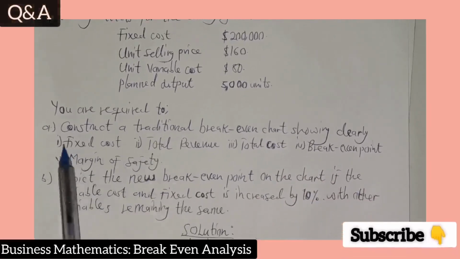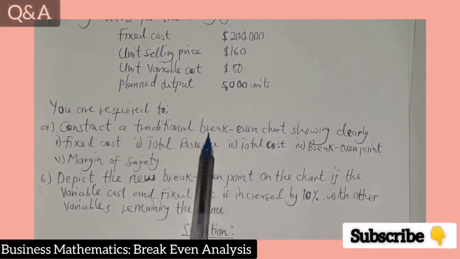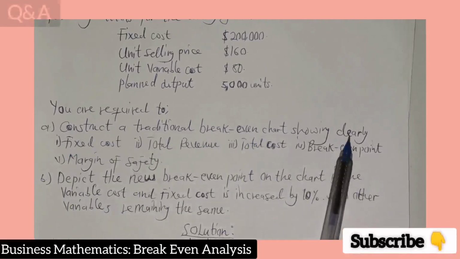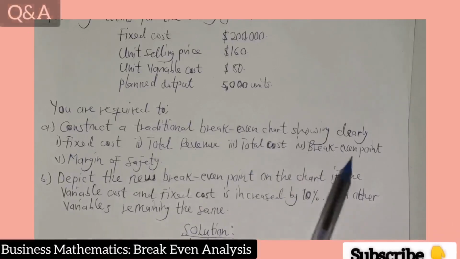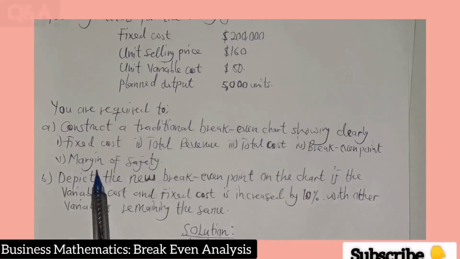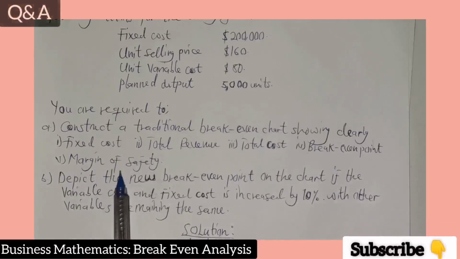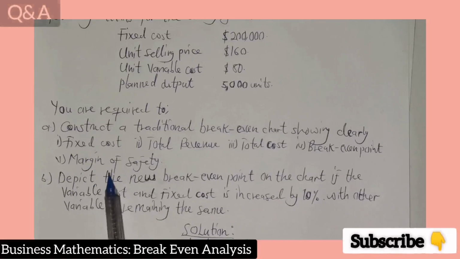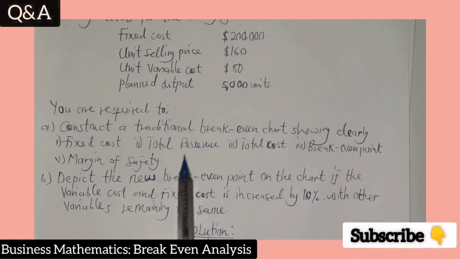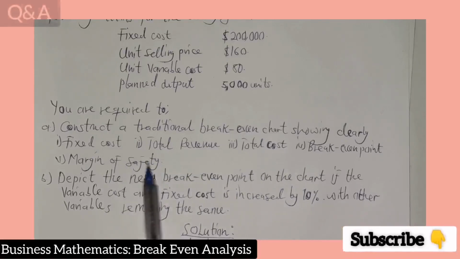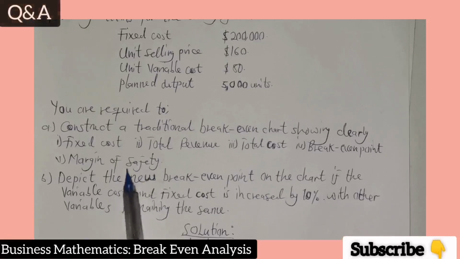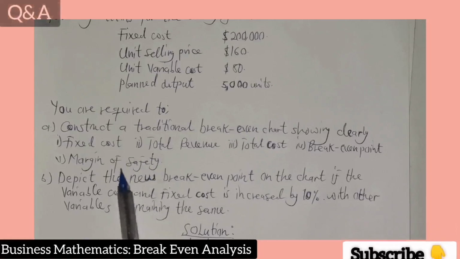You are required to: A. Construct a traditional break-even chart showing clearly your fixed cost, total revenue, total cost, break-even point, and your margin of safety. I think we have covered all these in the previous videos, the meaning behind this and how we actually calculated it, the formulas involved. So you can check the description section of this video. I've given the links there. You can watch right away from there so that you can build your understanding right from there.